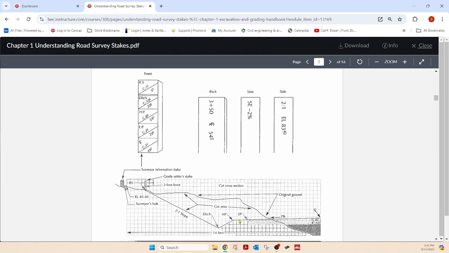Is this a fall? Yeah, it's a fall or a rise. It looks like we're going up, doesn't it? And we're wanting a 2% all the way from the center line to the hinge point. But let's find out what we have here. How far is it from hinge point to edge of pavement? 24 versus 20. This is 4 feet.